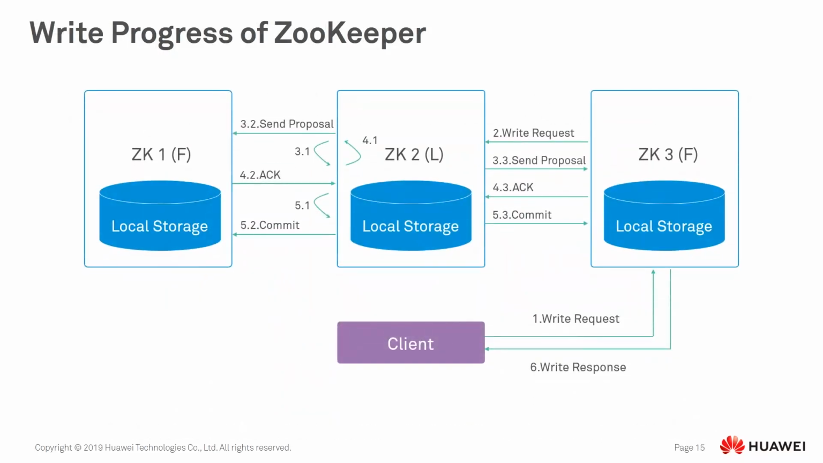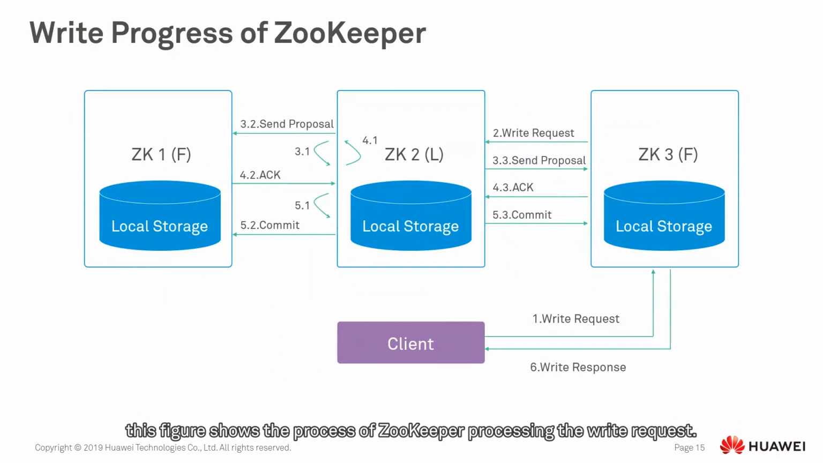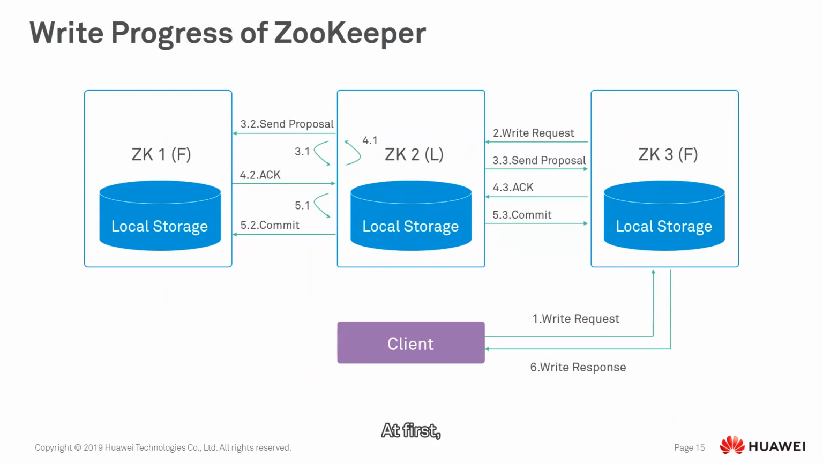For the writing process, this figure shows how ZooKeeper processes a write request. At first, the client initiates a write request to any server. Then the server sends this request to the leader. After receiving the write request, the leader sends it to all nodes and confirms whether the write operation can be performed. The followers send ACK messages.